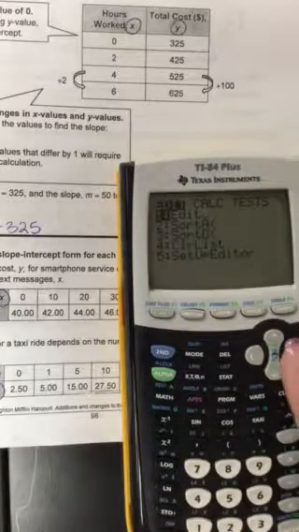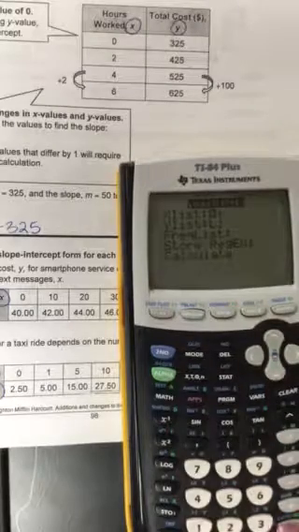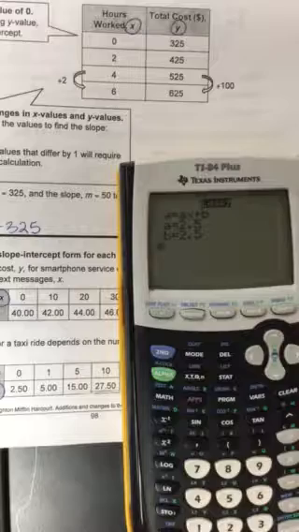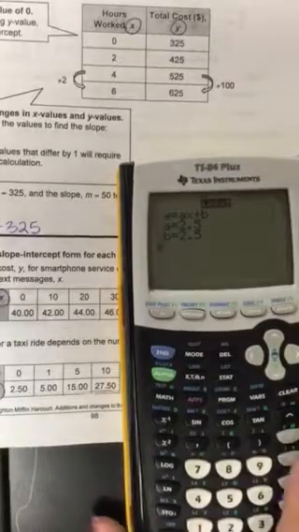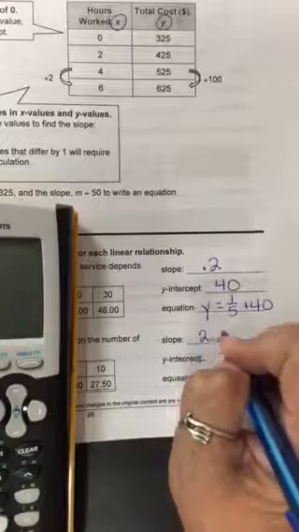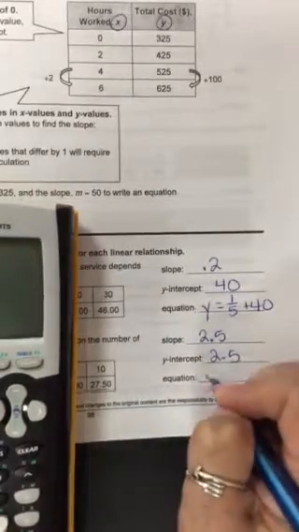Now that I have all those in the calculator, I'm going to hit Stat. I am going to go over to Calc, down to 4. I'm going to hit Enter, go down to Calculate, and hit Enter. That gives me what I need. It's 2.5 and 2.5, so it's the same. Our slope and our y-intercept are both 2.5. Okay, so I'm going to have a y equals.